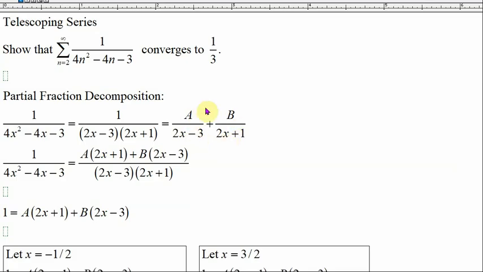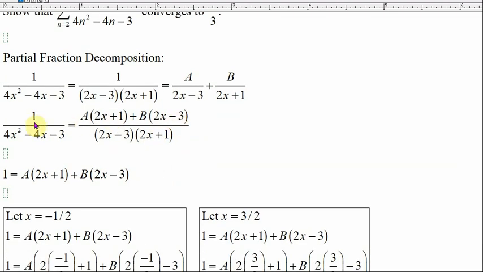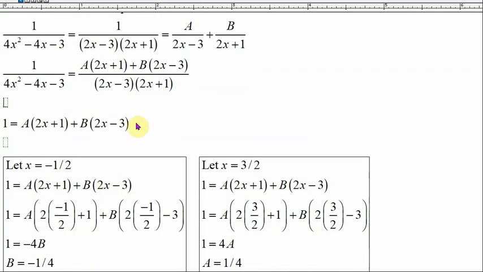To combine these two expressions, we can cross multiply. So it would be a times 2x plus 1, plus b times 2x minus 3, and then dividing by the product of 2x minus 3 and 2x plus 1. From here, we can see that 1 is equal to a times 2x plus 1 plus b times 2x minus 3. This equation is true for all x.